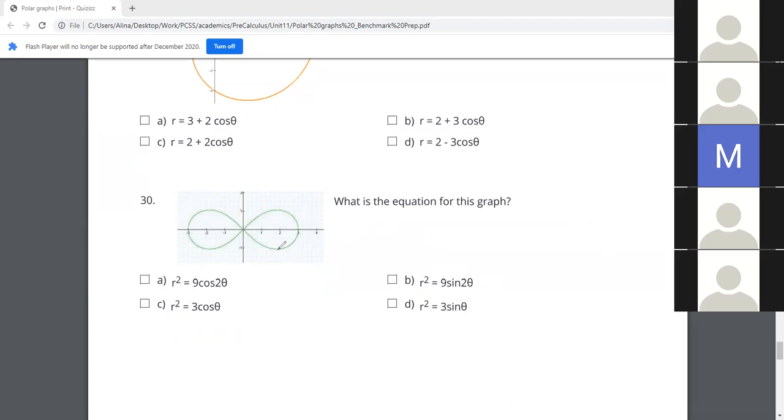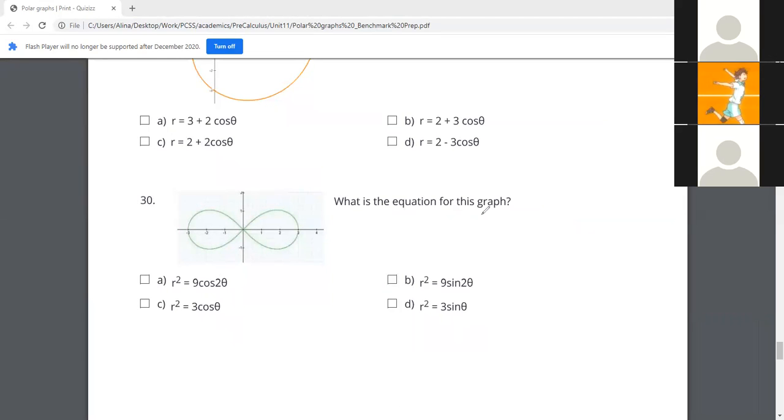It has to be cosine. Which one would you choose? I'm guessing A, but I'm not sure. No, perfect. It is A. It's exactly in the form of r squared equals a squared cosine of 2 theta.